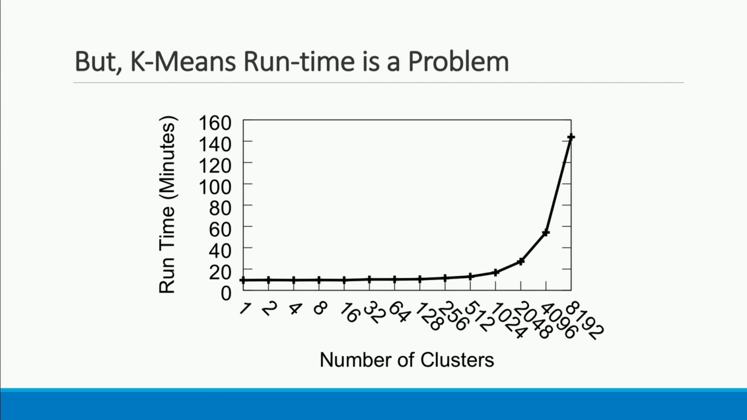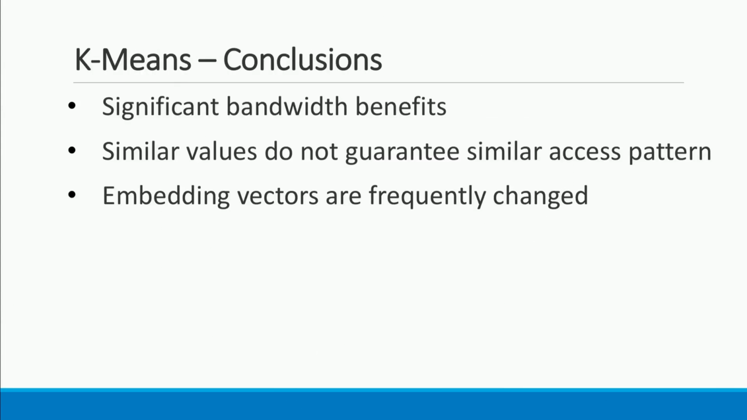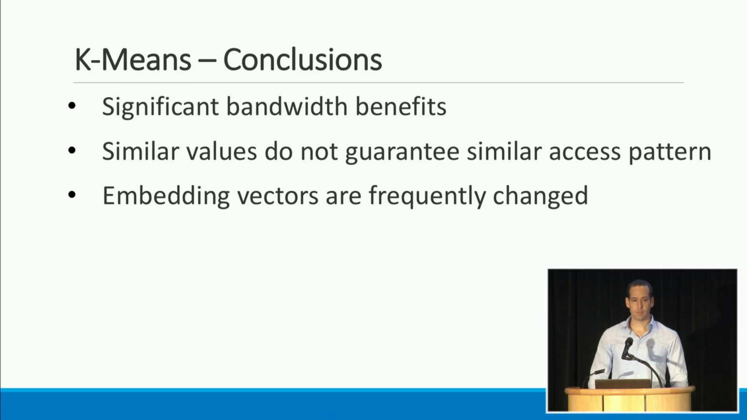In the paper, we show that we ran k-means also in a more efficient version where we run it recursively in 2 stages, and it was much more efficient, but still, eventually we reached the conclusion that while k-means can provide significant bandwidth benefits for some embedding tables, in general, similar values do not guarantee similar access pattern, and for other tables, we didn't see any benefits at all. In addition, embedding vectors are frequently changed. In Facebook, it can happen every hour, and that means we will have to rerun k-means very often.